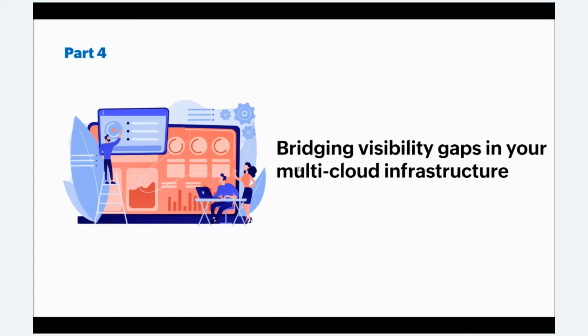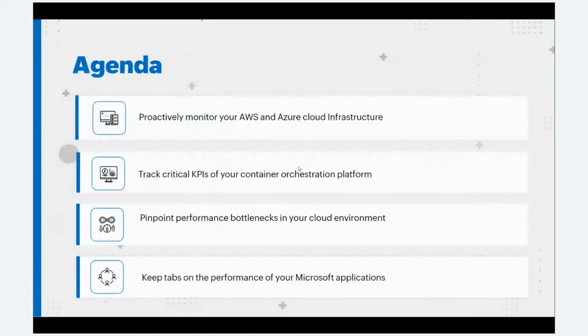Let's get started. Bridging the visibility gaps in your multi-cloud infrastructure. The agenda is as follows. We will start with proactively monitoring your AWS and Azure cloud infrastructure, which means how to discover AWS and Azure. Once it is discovered, how would you track the performance metrics? What is the health status of the EC2 instances deployed, or what is the health status of Azure VMs deployed on cloud, private cloud, or public cloud?